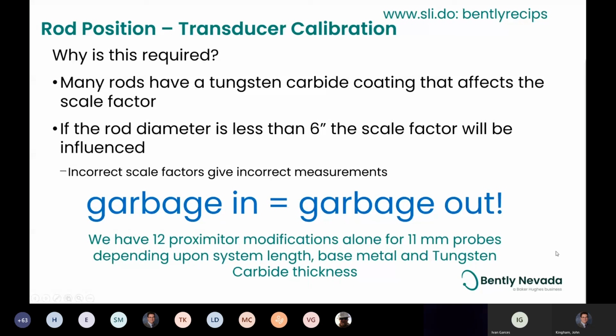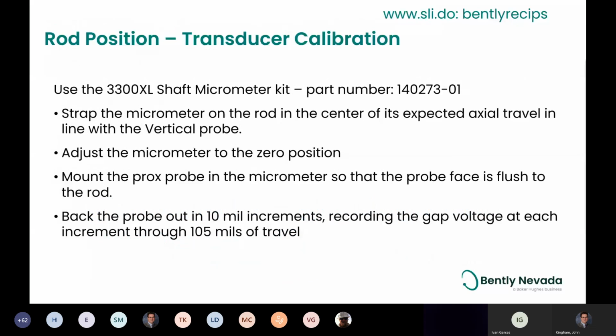So again, I'll note that we have 12 proximeter modifications alone for the 11 millimeter probes. I forget how many mods we have for regular probes, something like 125 different, something like that. But these mods are based on system length, base metal, and the thickness of the tungsten carbide. So you say, John, how do you calibrate a transducer? Well, we have a 3300 XL shaft micrometer kit. It's a strap-on calibrator. Here's the part number.